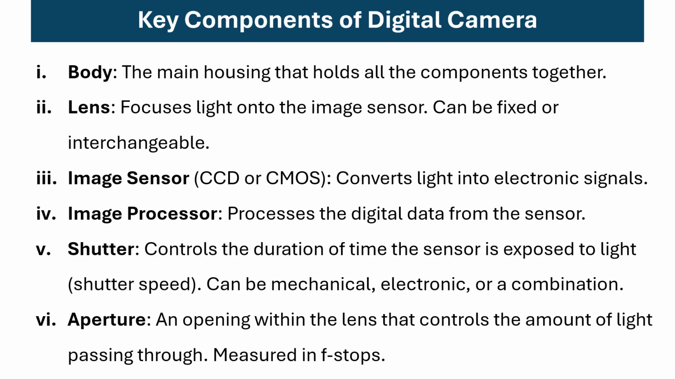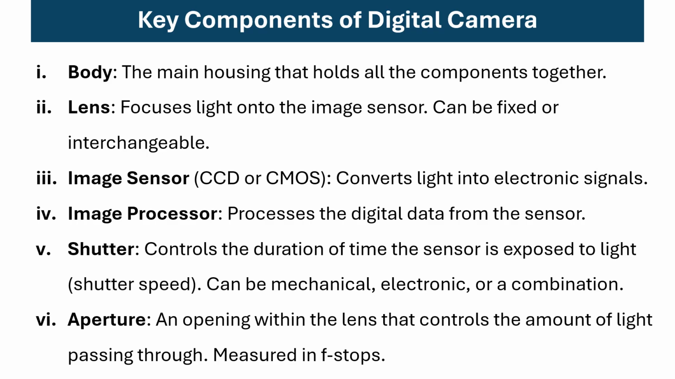Lens, which we saw that the aim of the lens is to focus the light onto the image sensor. The lens can be fixed or interchangeable, meaning that there are cameras where the lens cannot be detached, cannot be removed. And there are cameras where the body and lens are separate, so you can have the body and then attach the lens to it.